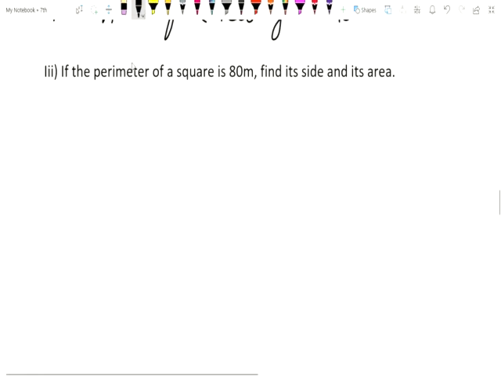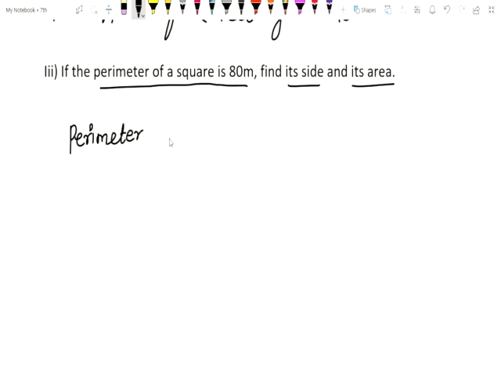If the perimeter of a square is 80 meter, find its side and its area. So what is given, children? Perimeter of a square is given and we need to find out the side of a square as well as the area. So perimeter of a square equals 80 meter. What is the formula, children? 4 into side. 4 into side equals 80 meter.